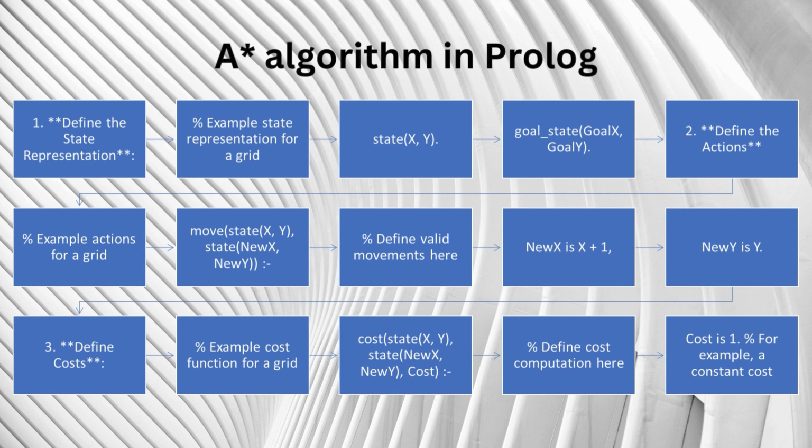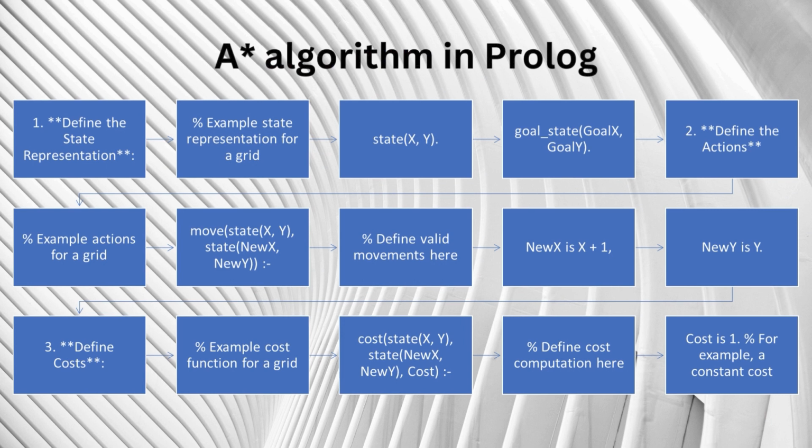Define the representation of a state in your problem domain. This should include predicates for representing the current state, successor state and the goal state. For example, if you are working with a grid, you might represent state as x, y coordinates. So, in Prolog you have to write an example state representation for a grid: state(x, y), goal state goal(x, y).